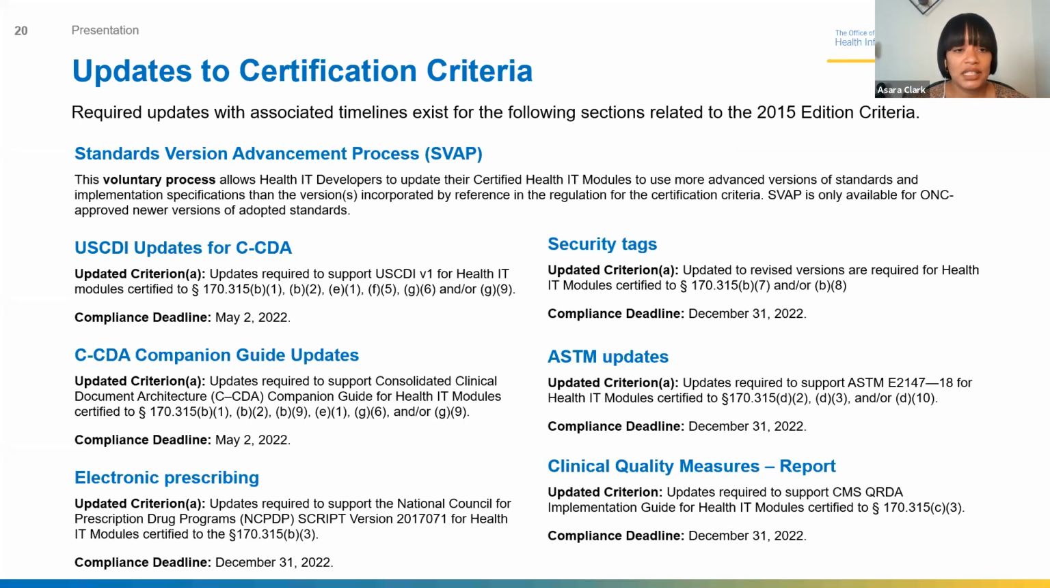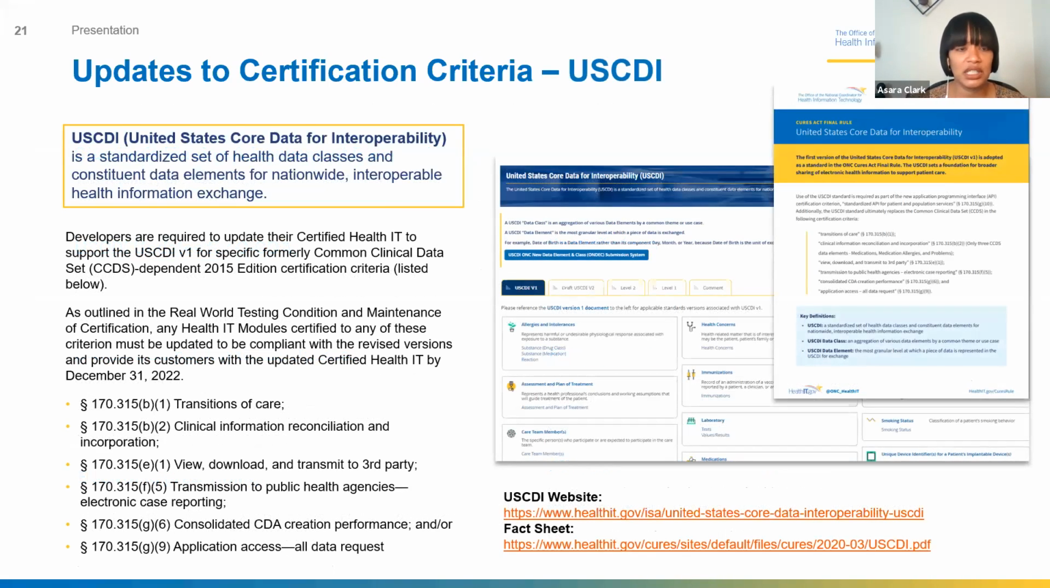You have your USCDI updates for CCDA. You have CCDA companion guide updates, electronic prescribing, security tags, ASTM, and clinical quality measures report updates. You can see here there's a snapshot of all the criteria that these updates are required by, and the submission deadlines, or the deadlines for you to complete these updates. Okay, so this is a snapshot that will also be available with the slide deck. But I just want to get into USCDI a little bit more, just to give you a little bit of a high-level overview of what is required by the USCDI update.